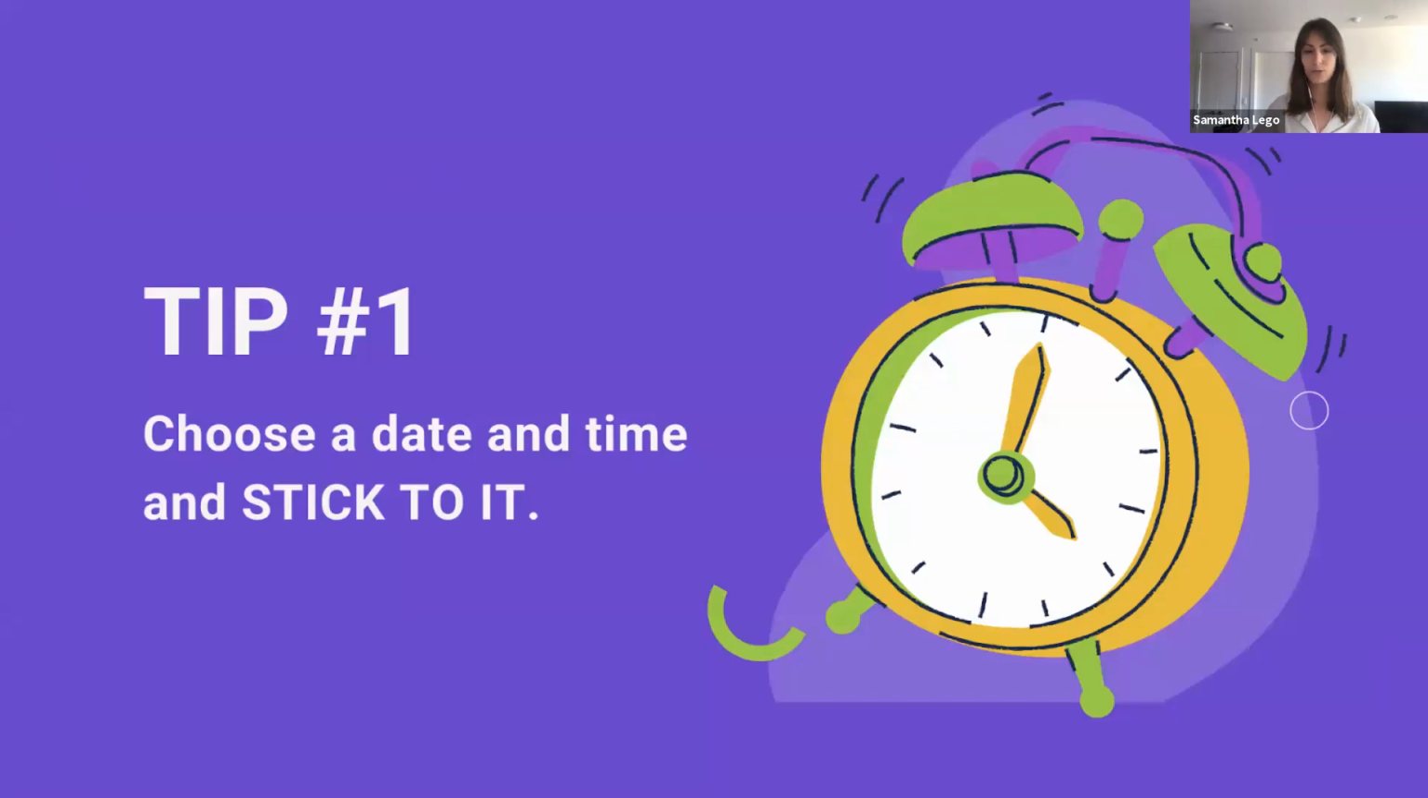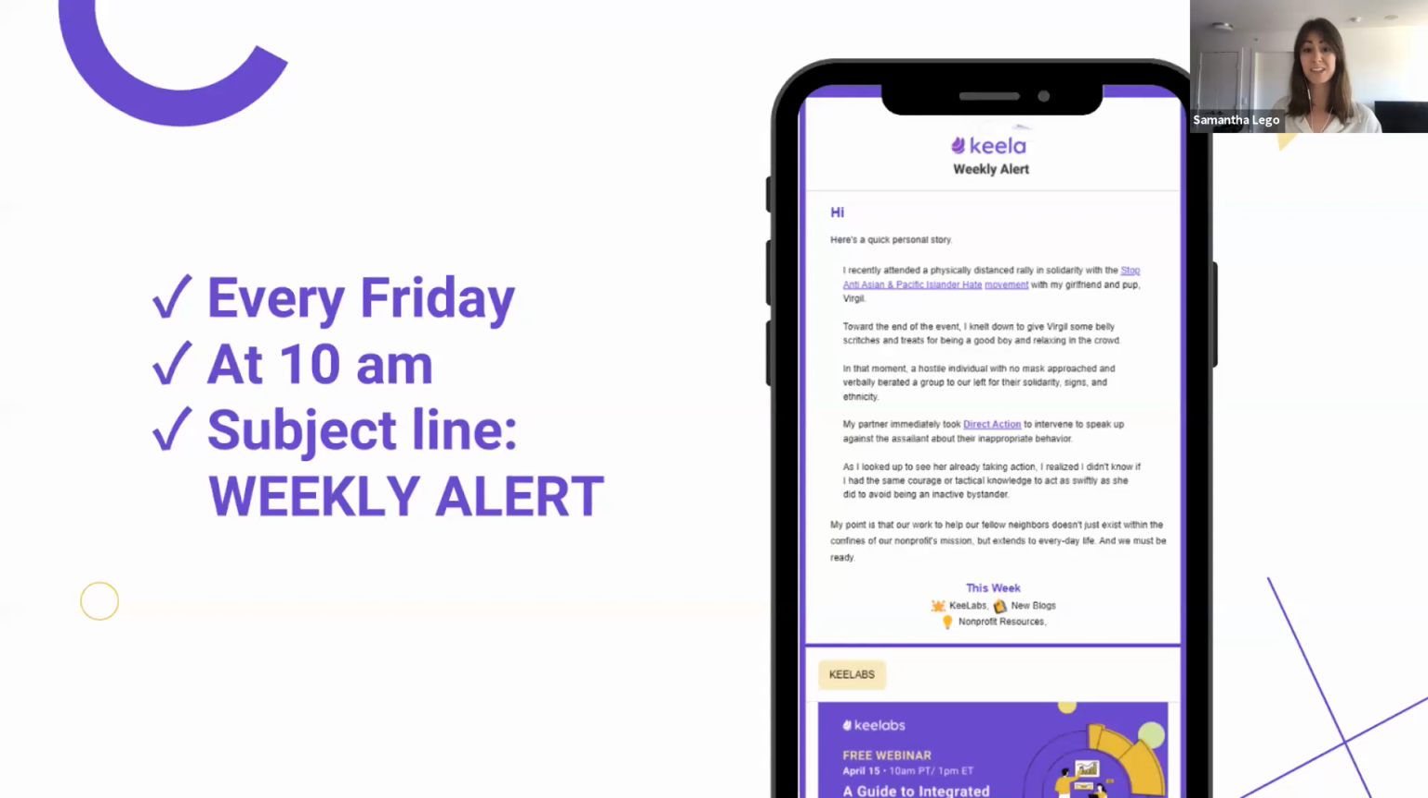So tip number 1 is choose a date and time and stick to it. I don't know how many of you subscribe to Keela's newsletter. I secretly hope it's all of you. If you don't, I highly encourage that you do. But for those that do, you may notice that it gets sent every single Friday without fail at around 10 a.m. with the subject line starting weekly alert.